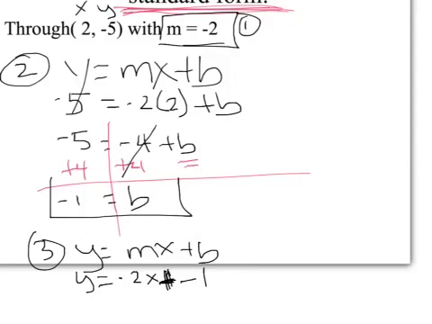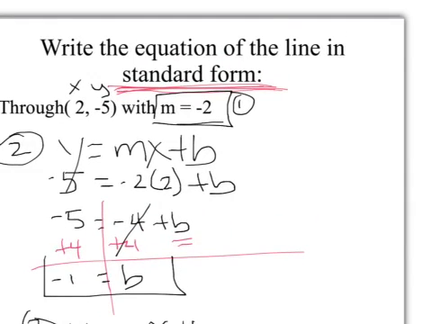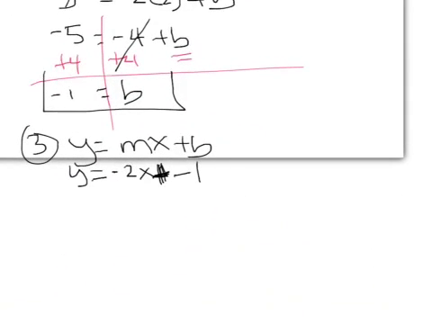Okay? So the problem here, we're not quite done because they asked us to write it in standard form. So remember, standard form is ax plus by equals c. So we want to go ahead and get x and y on the same side of the equal sign. So currently, I need to get x over. To move a -2x over, I'm going to add 2x to both sides.